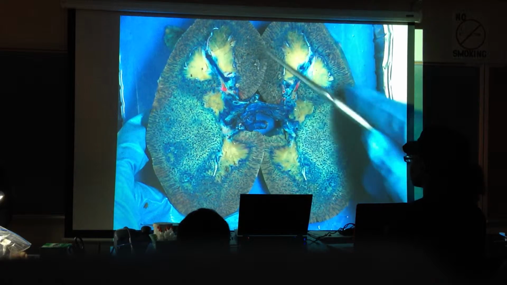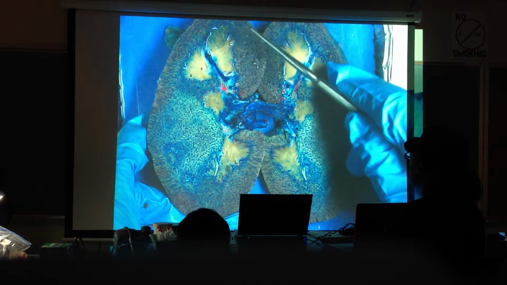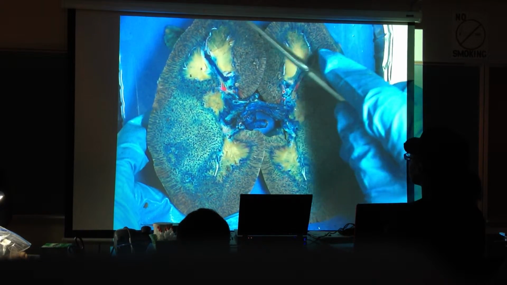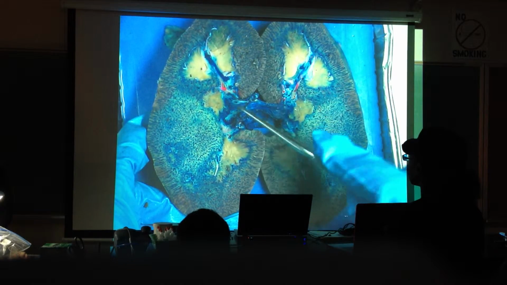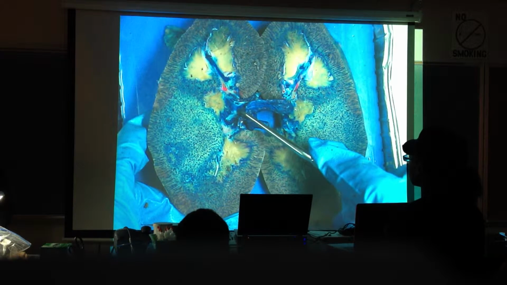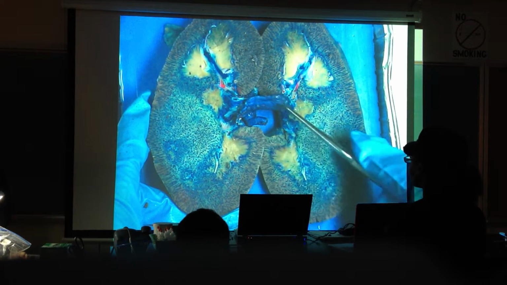Okay? So you need to know 4 things: cortex, renal pyramid, this whole thing is a renal medulla, and pelvis. Okay? That's inside the kidney. Then you've got to know the ureter. The ureter's going to be right there.